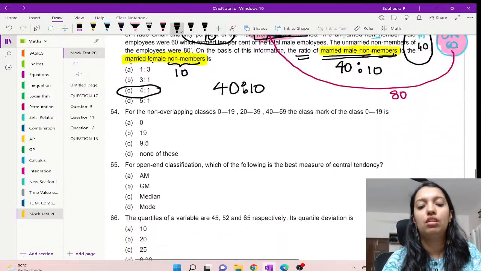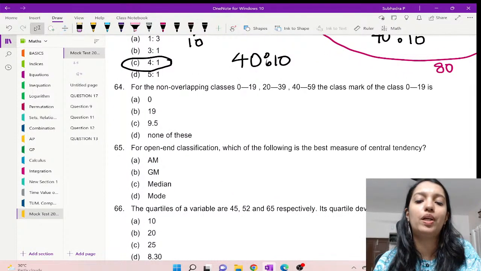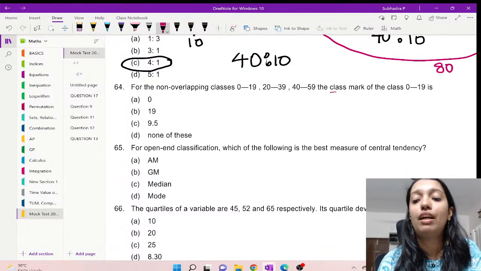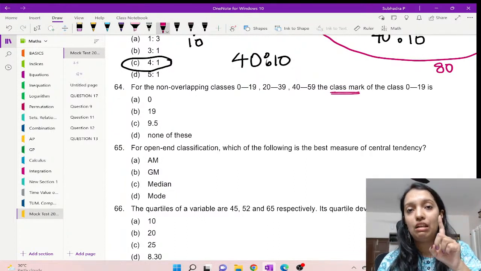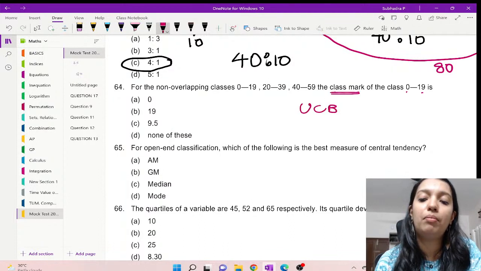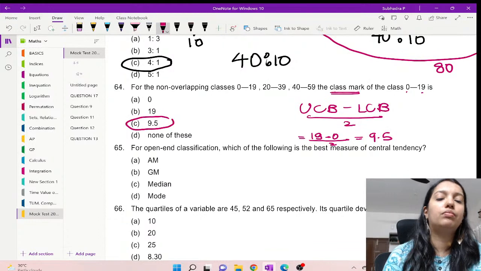Next, for non-overlapping classes 0 to 19, 20 to 29, 40 to 59 and so on, how do you find the class mark? Be it inclusive or exclusive, class mark is found out by the difference between upper and lower class boundary. So upper class boundary minus lower class boundary divided by 2. So it is 19 minus 0 divided by 2. Your answer is 9.5. Very easy.